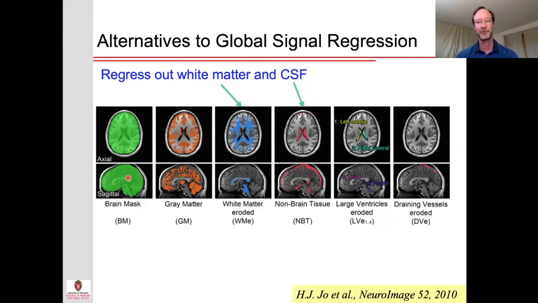An alternative to global signal regression is to regress out the average white matter and the CSF, as illustrated here. Now, there are some that are saying this doesn't completely remove all of the noise and that one should still perform global signal regression, and so the controversy still continues.